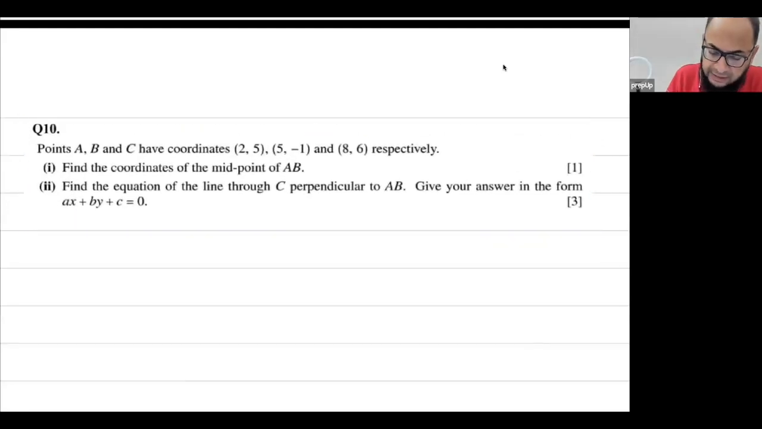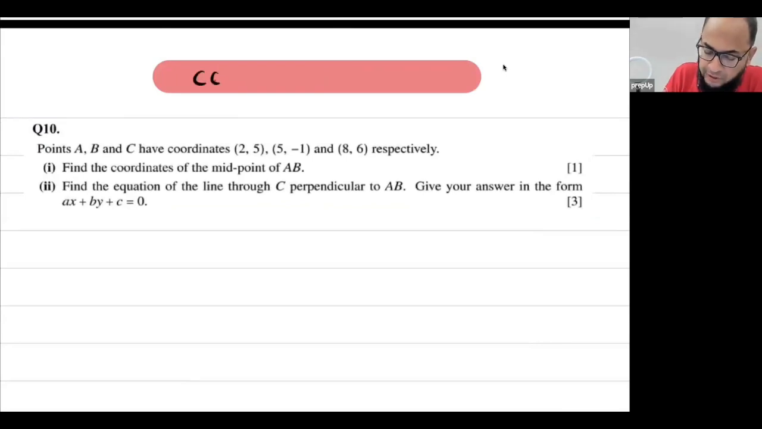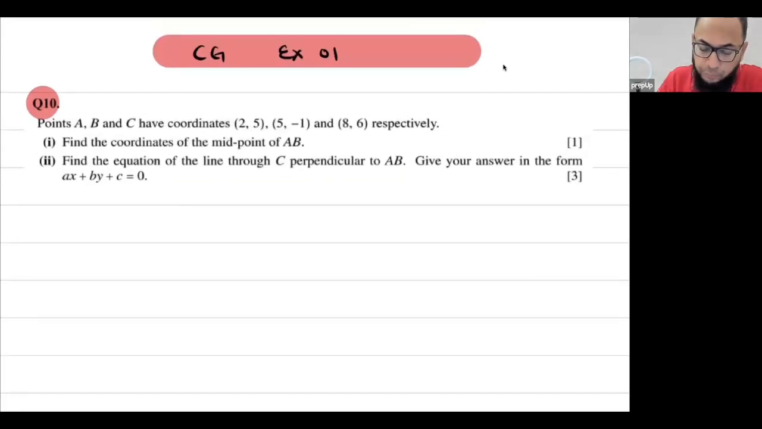So this is exercise 1. So let me just highlight. This is coordinate geometry, exercise 1. And we are starting with this question. Now it says points A, B, and C have coordinates, this is A and this is B and this is C respectively. Find the coordinates of the midpoint of AB.